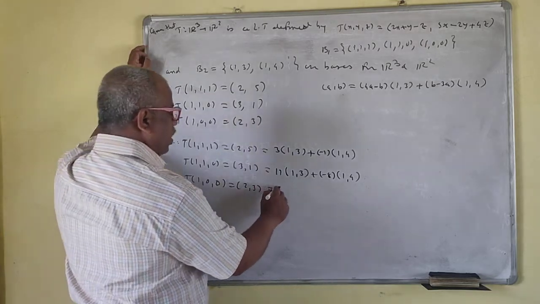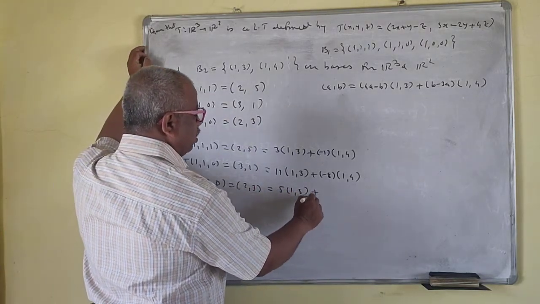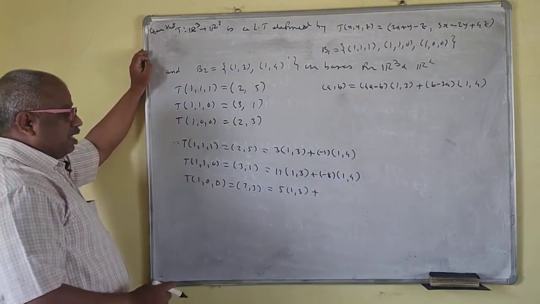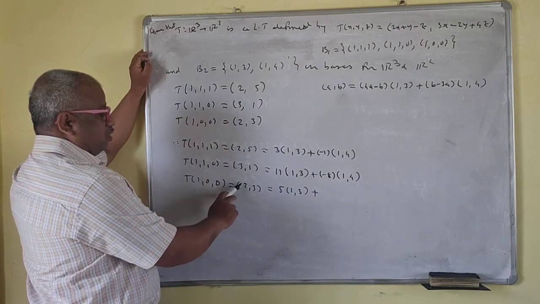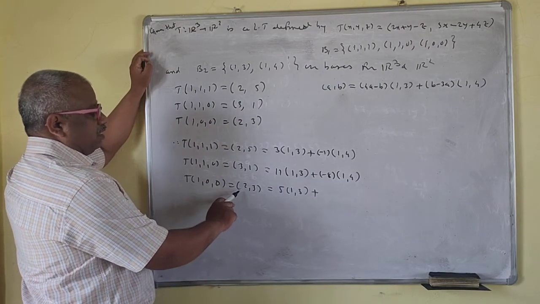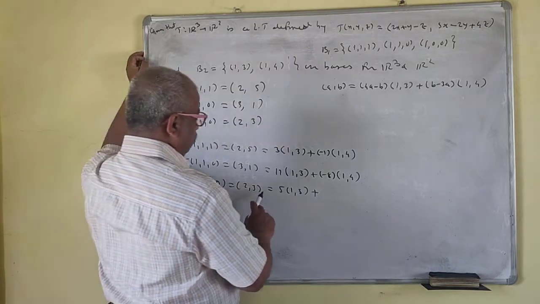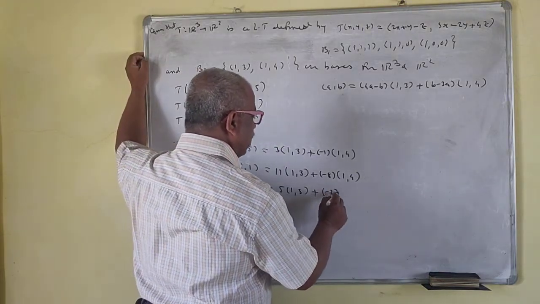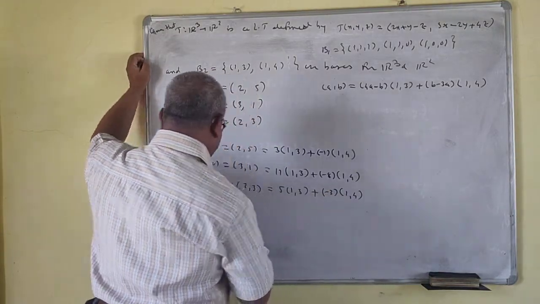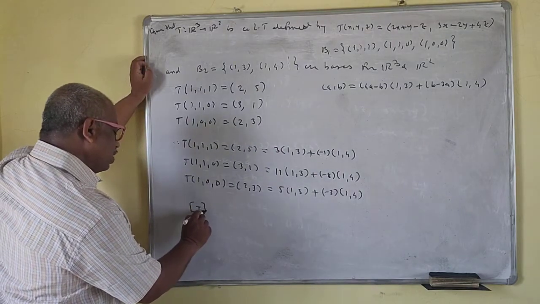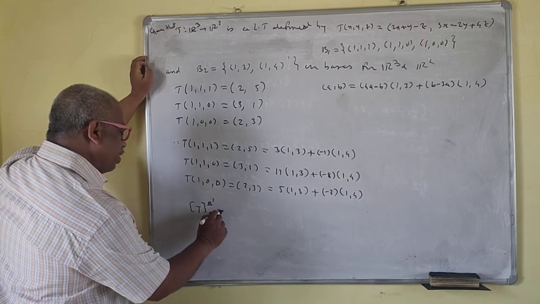8 minus 3 means 5. 5, 1, 3 plus B minus 3a. So B is 3, so this is minus 6. 3 minus 6 is minus 3, 1, 4. Okay, so that is the matrix representation of D, your B, and this is B prime.